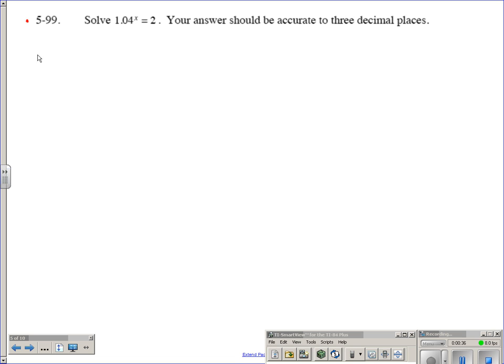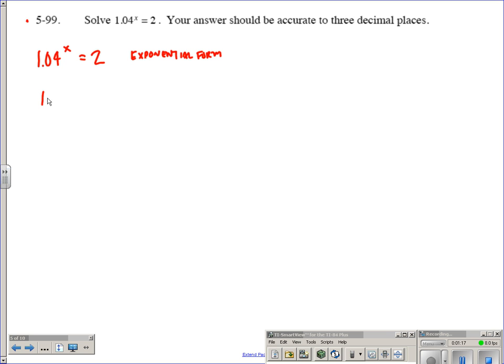So first of all, right now we have 1.04 being raised to the power of x, and that equals 2. We don't know what the exponent is, so we are currently in exponential form for our logarithmic function. This isn't going to be an exponential function just because we see an x up in the exponent here. So we have to think about it as this being our base, 1.04.